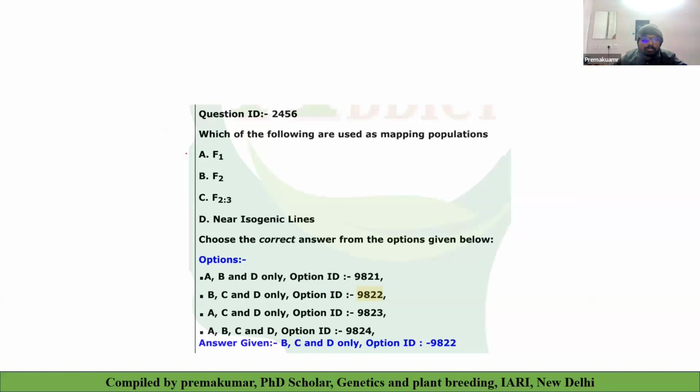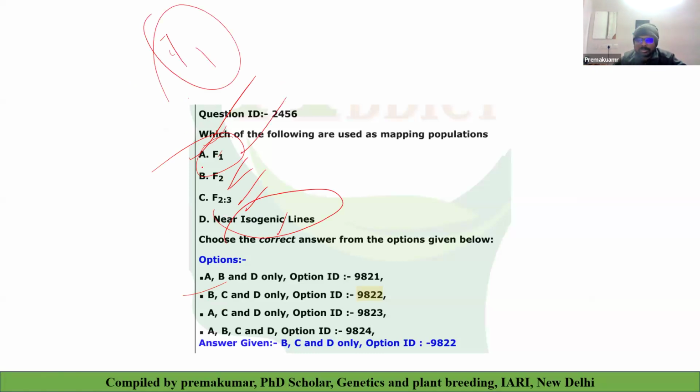Which of the populations are used for mapping populations? B, C, and D, sir. Yes, B, C, D, because F1 normally will not be used. All the others, B, C, D, will be used. Only A will not be used. F2 will be used, F2-derived F3 will be used, near-isogenic lines also we use. But F1 will not be used because in F1 we are not getting any segregation.